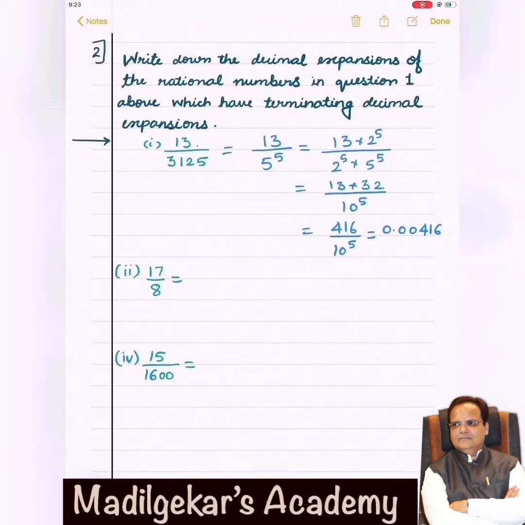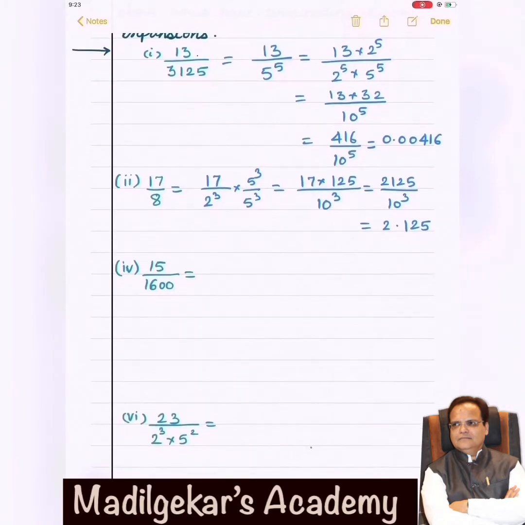Second bit, 17 upon 8. 8 is 2 cube. So divide and multiply by 5 cube. That is 17 into 5 cube, which is 125. Denominator is 10 cube. 17 into 125, you can check, it gives 2125 upon 10 cube. In terms of decimal, it will be 2.125.